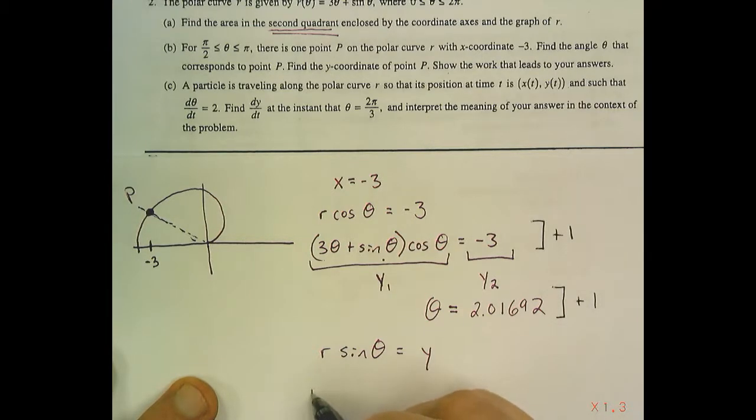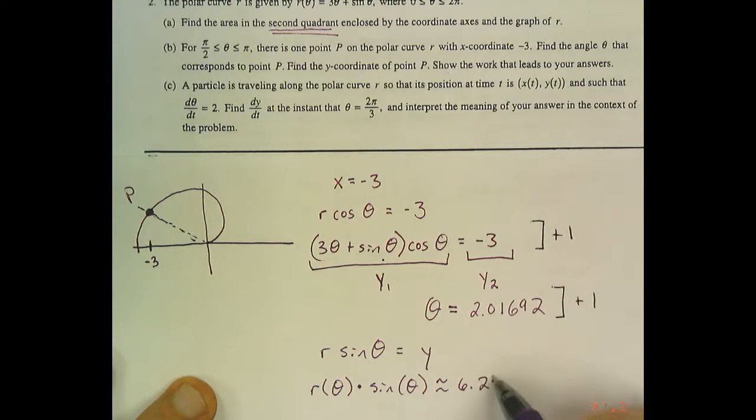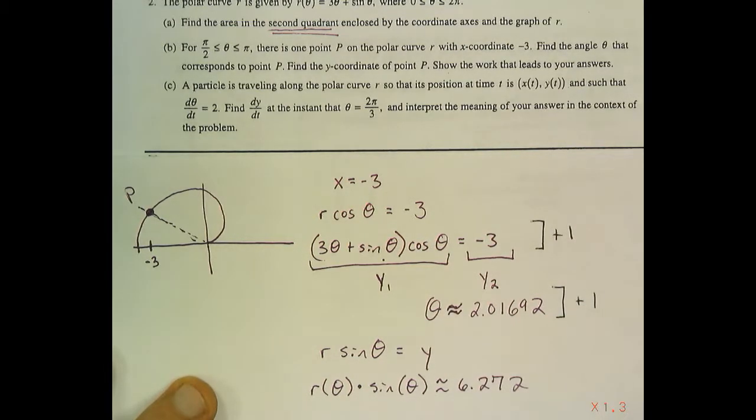Or since we've already labeled this number theta, we can just write r theta times sine theta. We don't even need to substitute in, and we get 6.272. By the way, these are approximates because we're rounding. And this last one is worth your third point. So 3 points in part B.